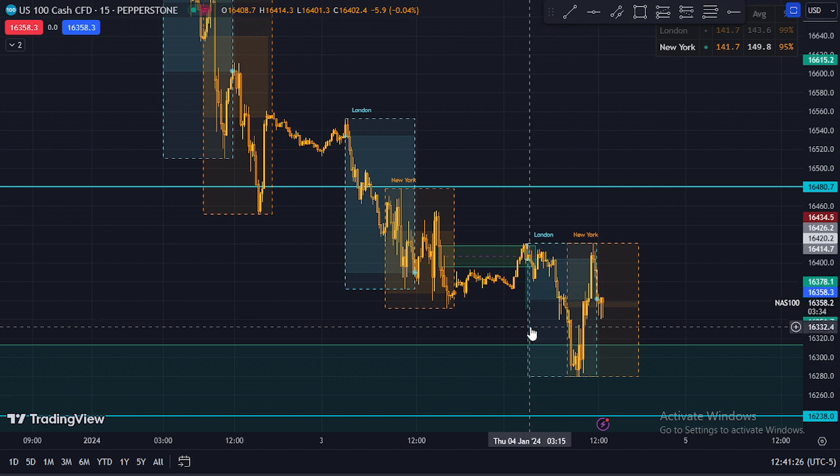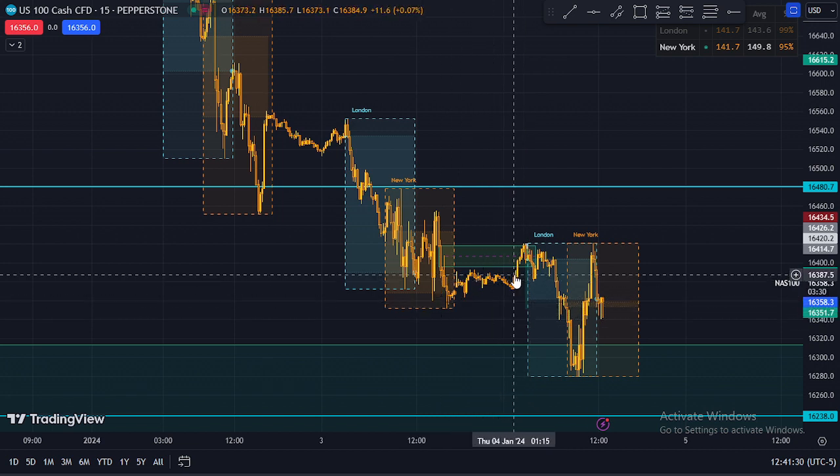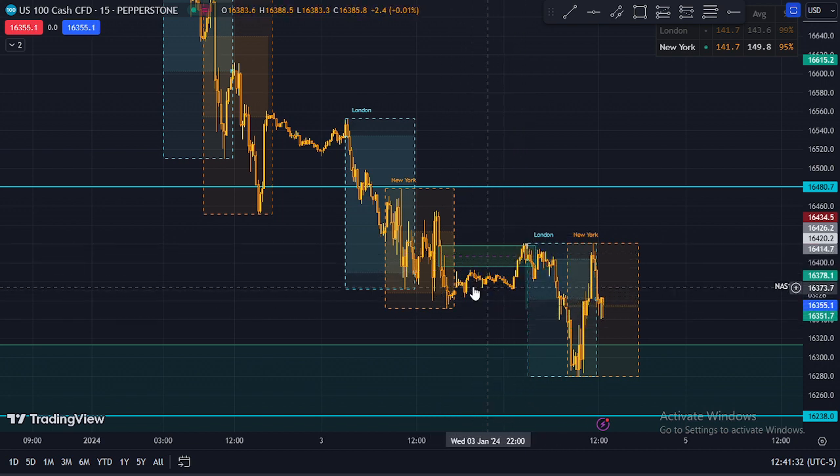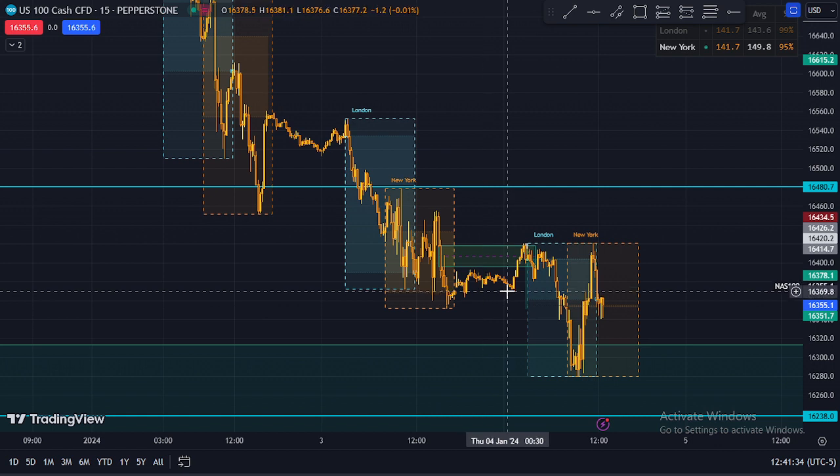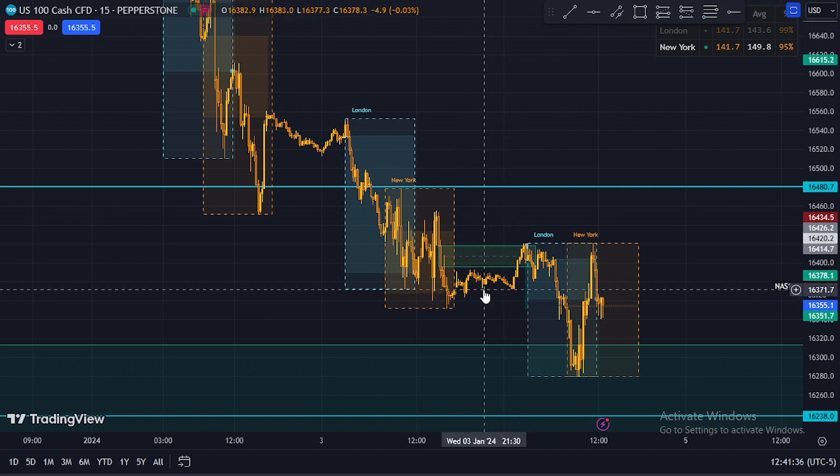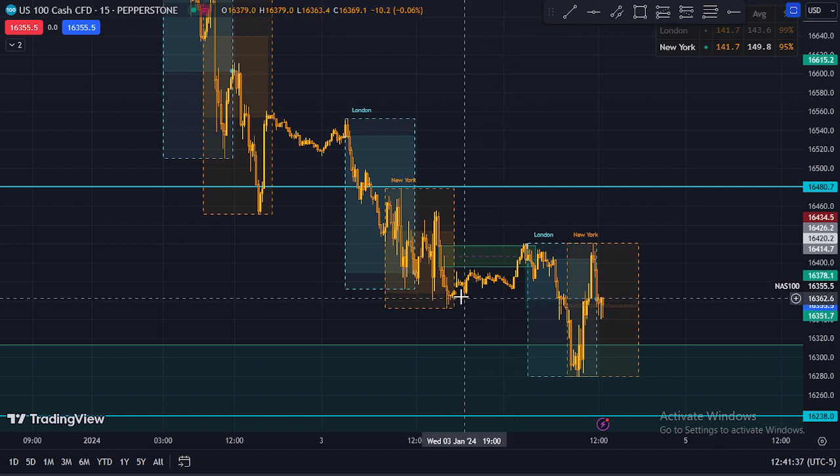You don't necessarily need the daily bias. You just need a short-term bias. Aim for the lows or the highs or inefficiencies, and that's all you need.